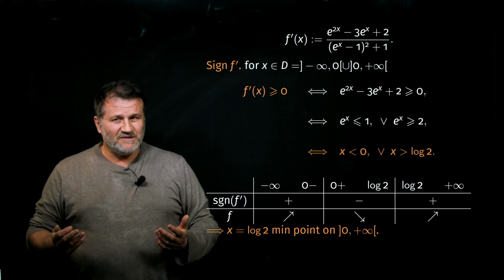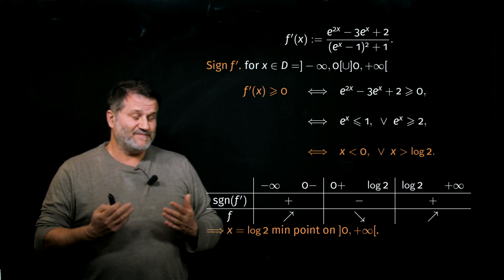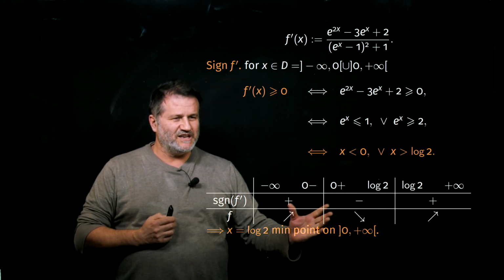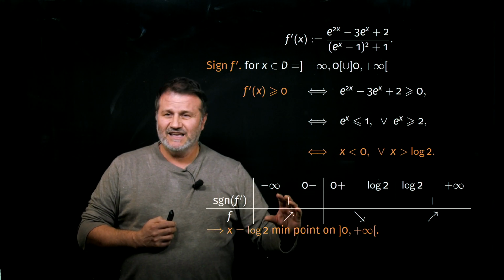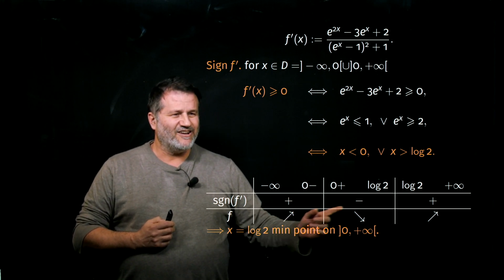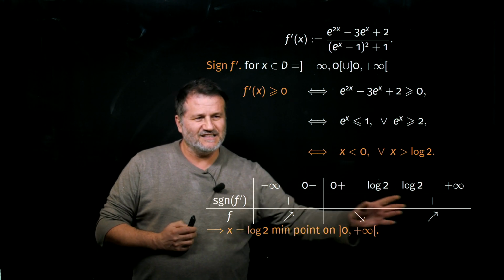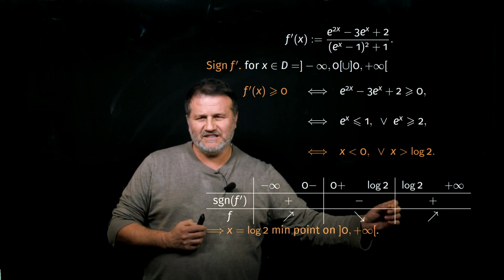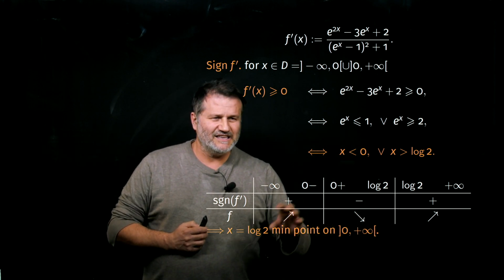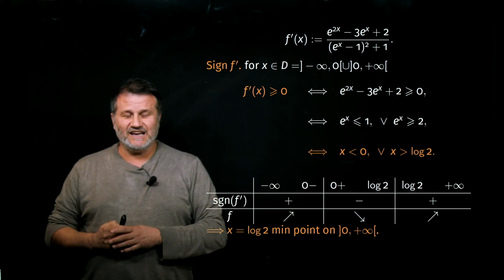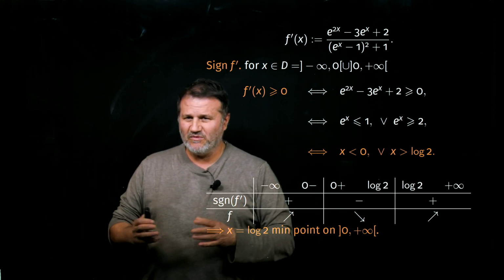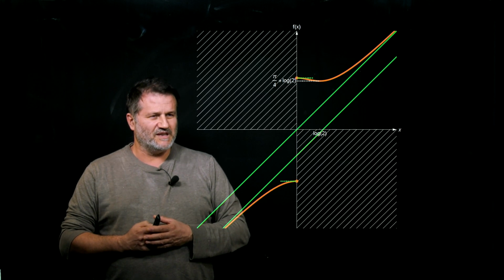Is it a global minimum? Is it a local minimum? It is only a local minimum because we know that the function on this side is negative. At this side it is positive, so the value here, whatever it is, will be positive. And here we have values where the function is negative. So it cannot be a global minimum. It is only a local minimum.